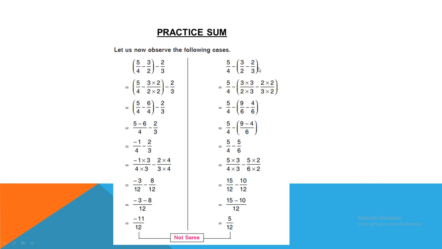Now let's check the right hand side. In the right hand side we have 3 by 2 minus 2 by 3. We have to solve this bracket first. The LCM of 2 and 3 is 6. So change the denominator to 6.